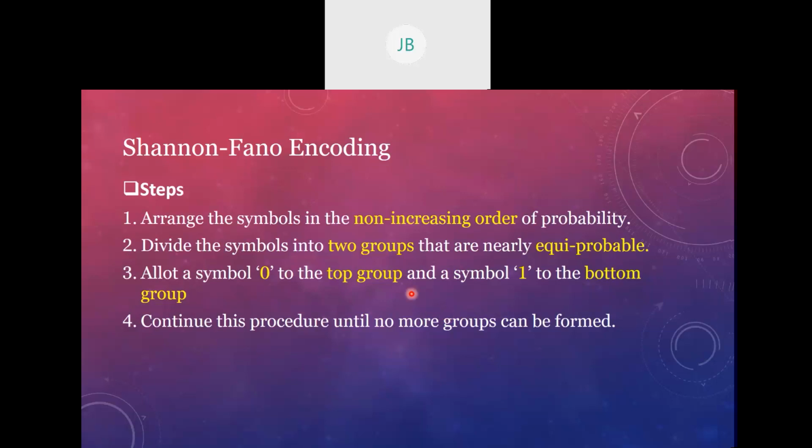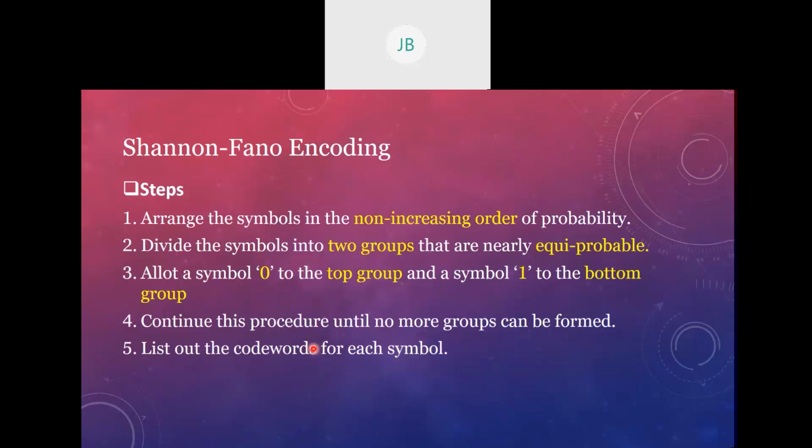So in the second step, what we did is we formed two groups and we assigned a 0 to the first group and 1 to the second group. And then in the fourth step, we just repeat the same process. Maybe the first group, can it be divided again into two groups? The second group, can it be divided again into two groups? We keep checking that. If it is possible, we continue the second step. We again divide it into two groups and assign the top group a 0 and the bottom group a 1, and so on until no more groups can be formed.